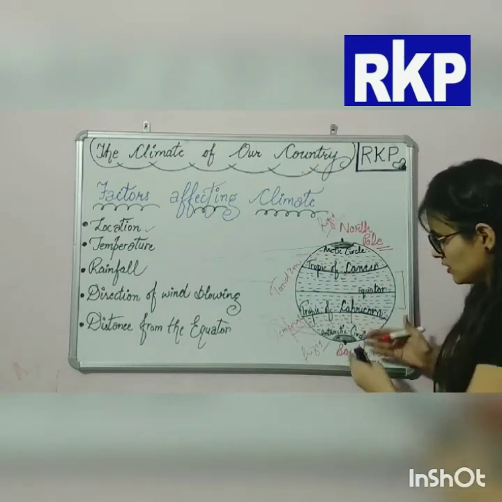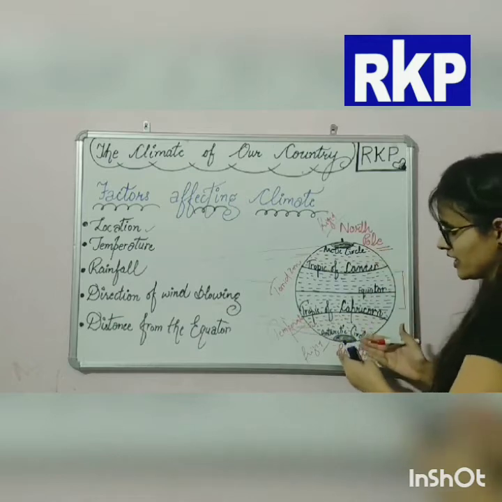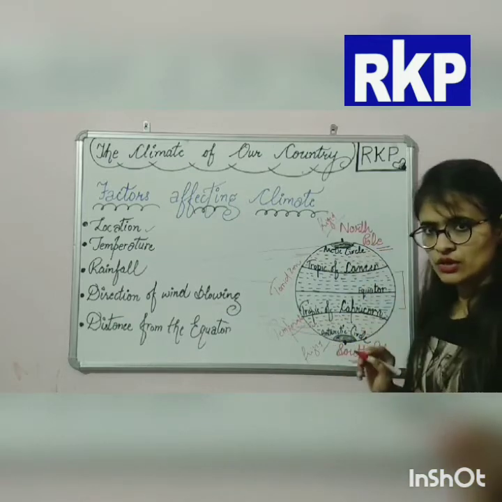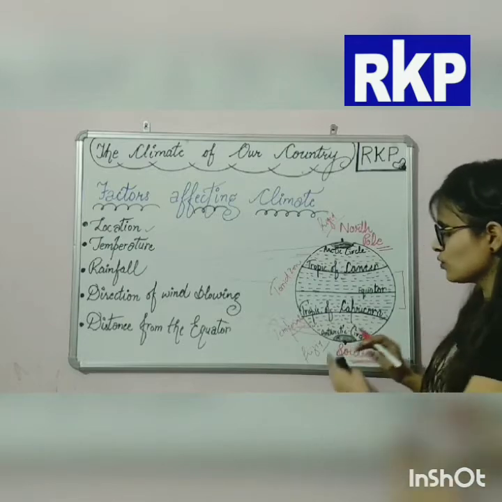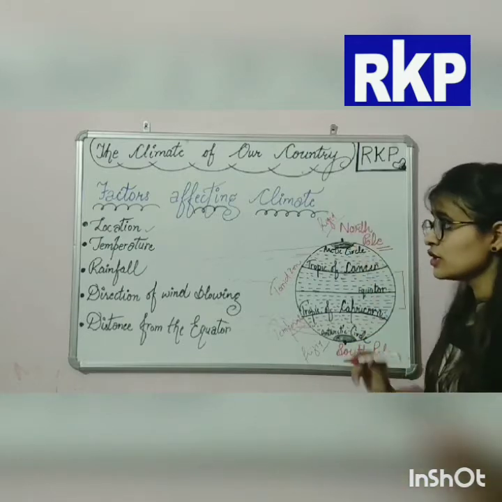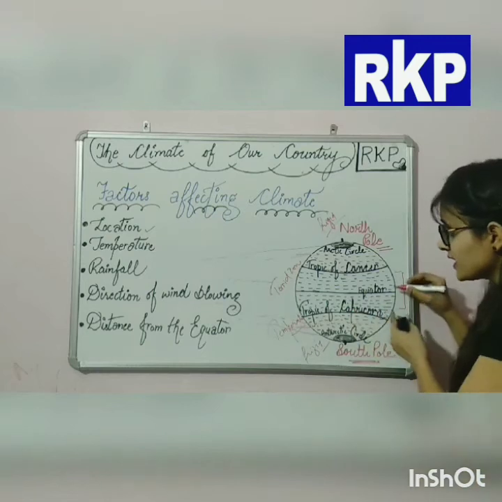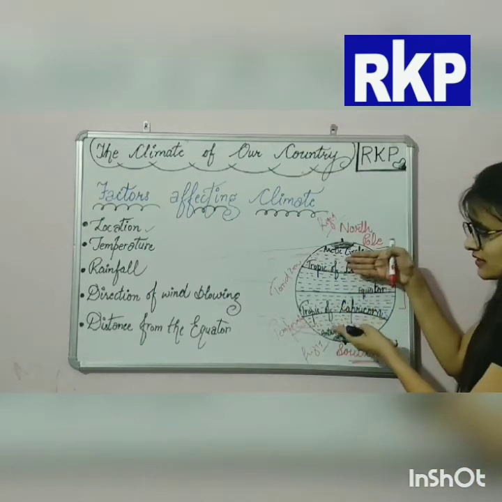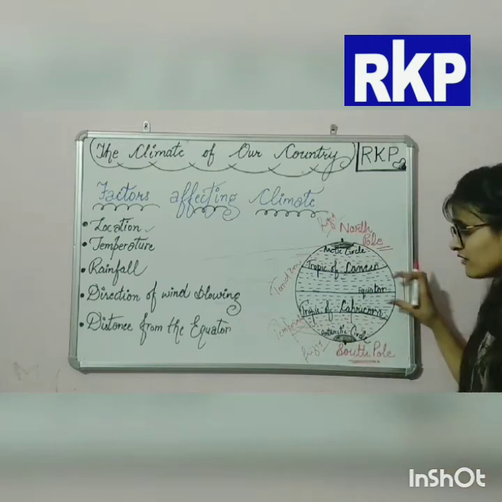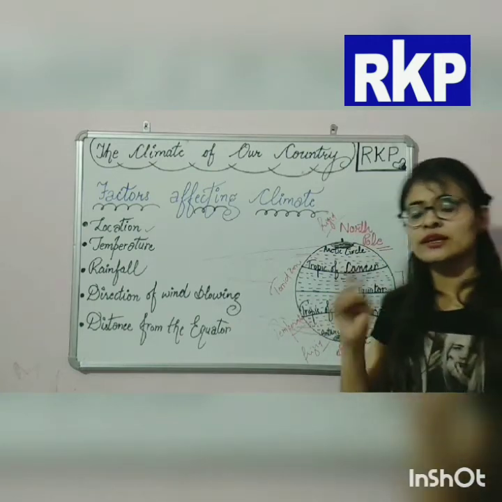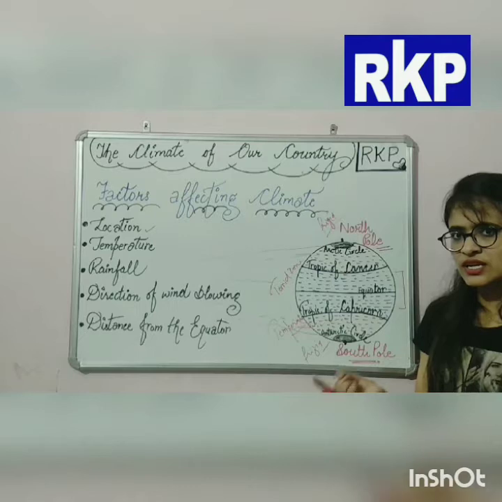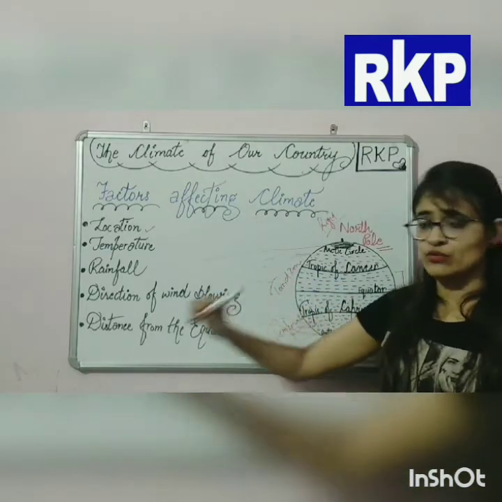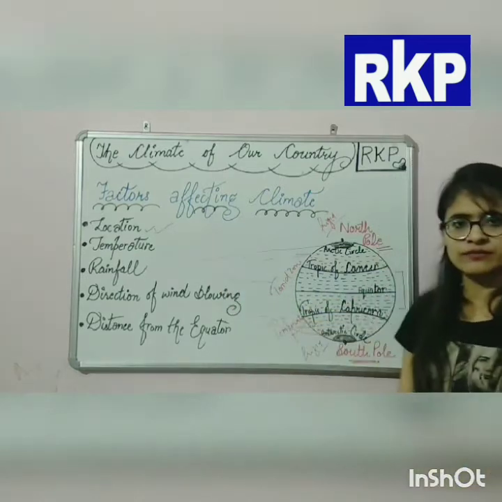Okay, here we can find ice. They are covered with permanent ice, so they are called frigid zone. So what type of climate is that? Frigid. As the location changes, like this, then this, and then this, the climate also changes. That's why location is a factor that affects the climate of a place.